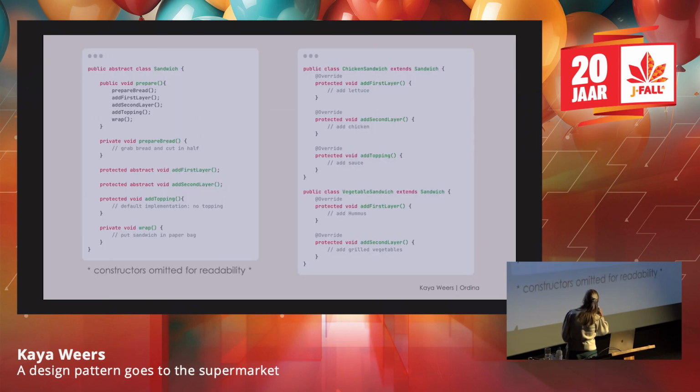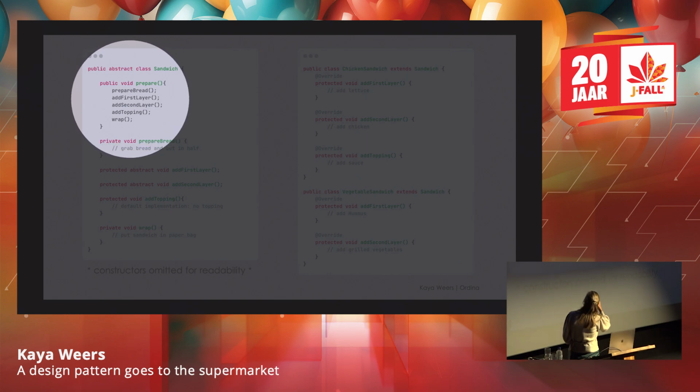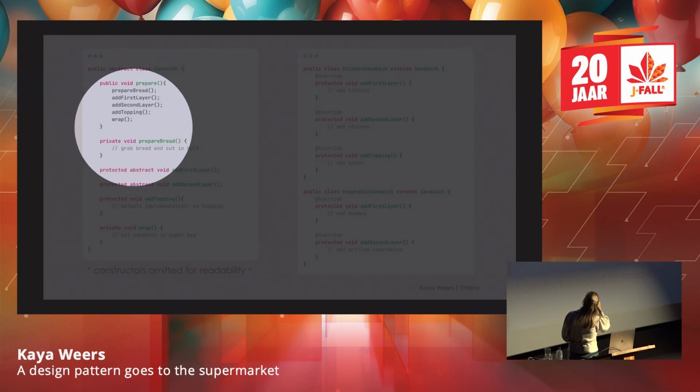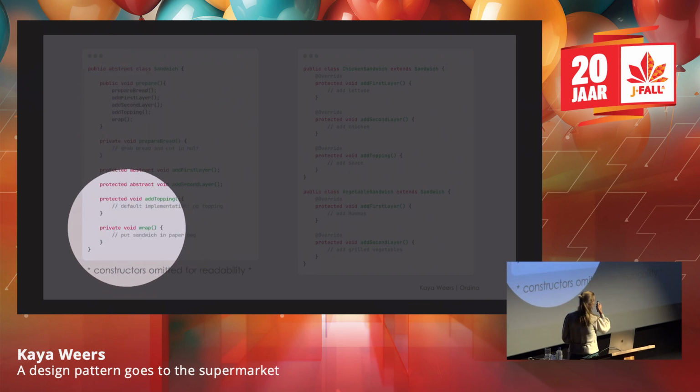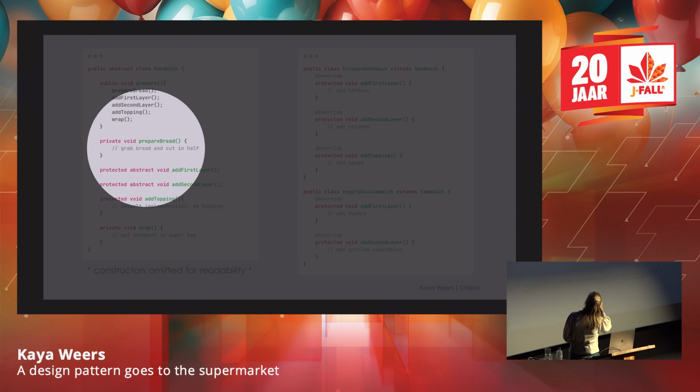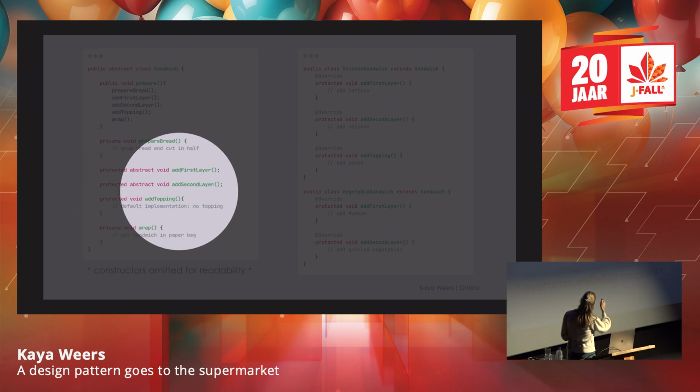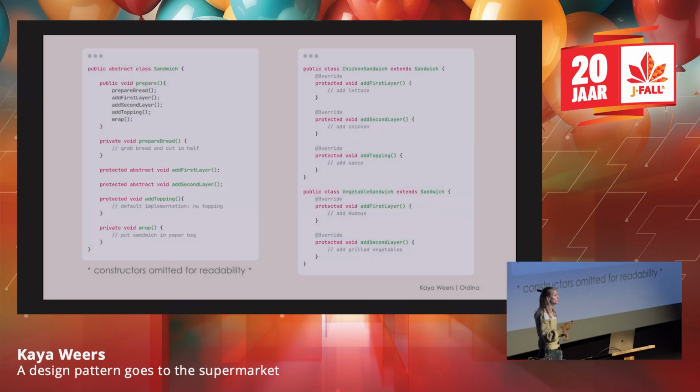So that's how you can make a difference. So in the code, we can see that this prepare has a lot of steps. So say, okay, prepare the bread, add the layers, topping, and wrap. So prepare the bread is just a method inside the superclass. And the same is for wrap, because they are the same. But then there are also abstract methods for the first and second layer, because you have to implement that as a subclass. There's no way that the superclass can know about the ingredients for your specific sandwich.